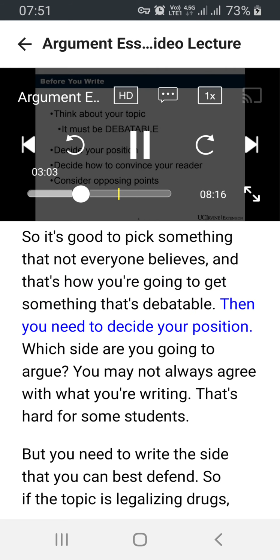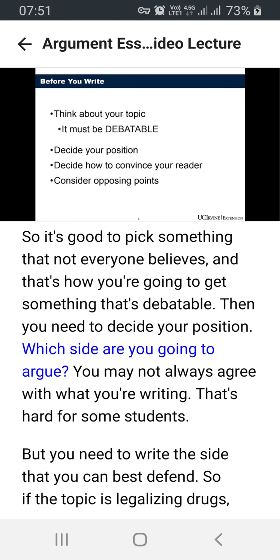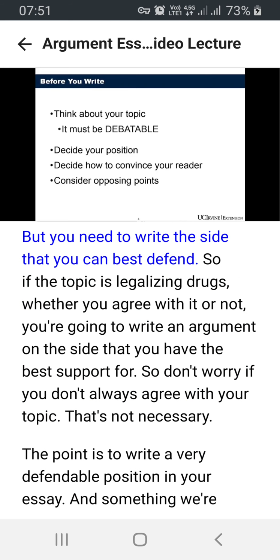Then you need to decide your position. Which side are you going to argue? You may not always agree with what you're writing. That's hard for some students, but you need to write the side that you can best defend.